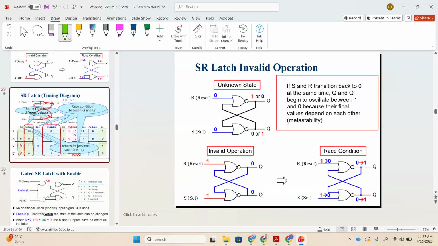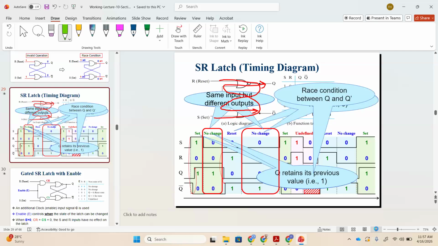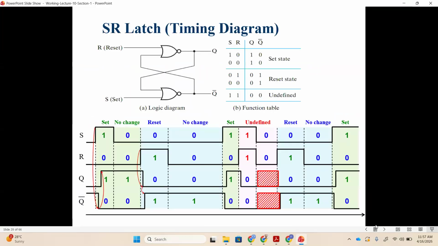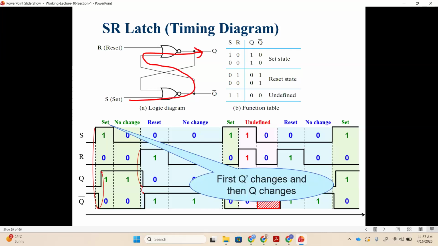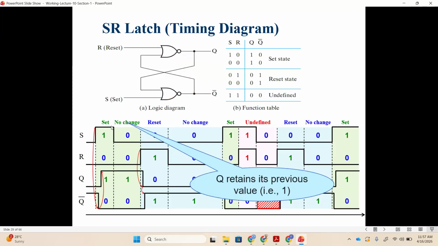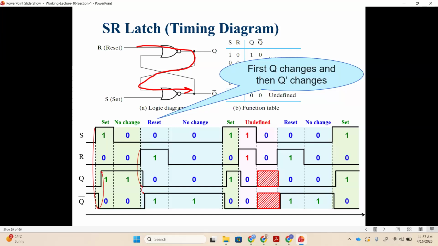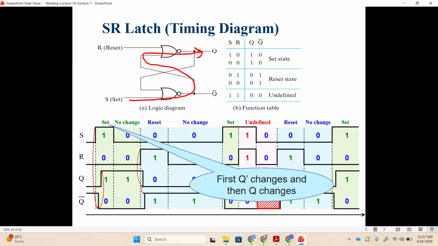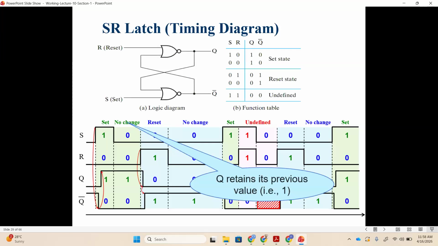Clear. Yes. So now what I'm going to do? Now we're going to have the timing diagram. For the timing diagram, can you see here during this time S is 1 and R is 0? Got it or not? So S is 1 and R is 0, and Q will be 1 and Q bar will be 0. Then we have no change. It will retain its previous value.